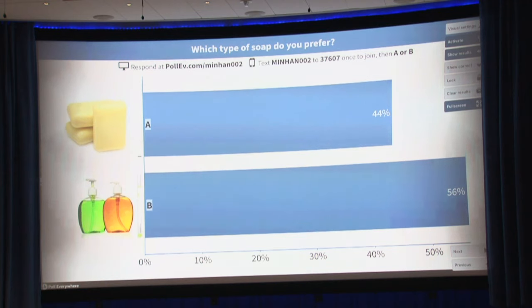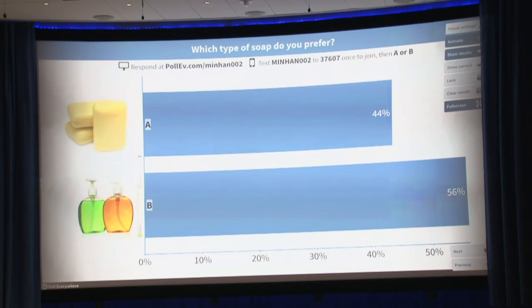Then I give students a question. So what if you are a marketer for this bar type soap product? How would you sell it? Because students themselves saw the result from themselves, millennials prefer liquid type soap, their discussion becomes a lot more deeper and they have a lot more insight.